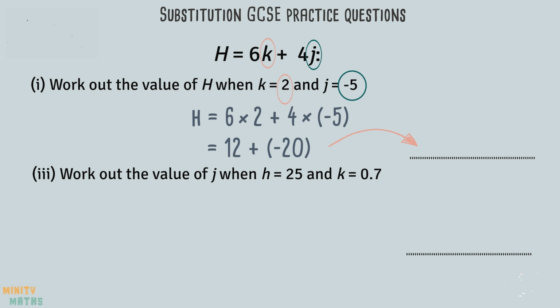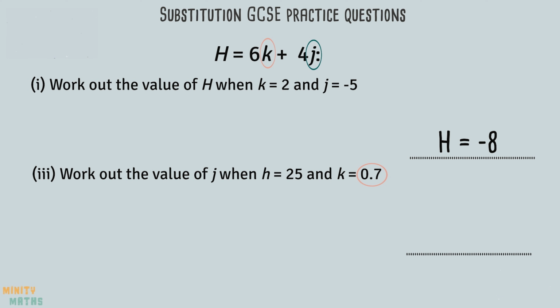The second part of the question requires us to find the value of j. We are given values for k, as well as h. Firstly, rewrite the equation with the values substituted. We can perform the multiplication to simplify the equation.